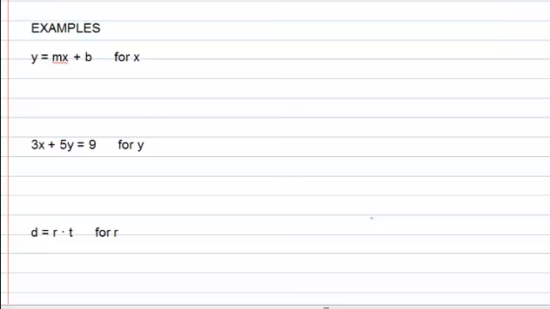So let's just go ahead and do some examples. I'm probably going to go through these pretty quickly. A few of them I might take a step back just to remind us what's going on here, but here we've got y is equal to mx plus b, and we want to solve for x.